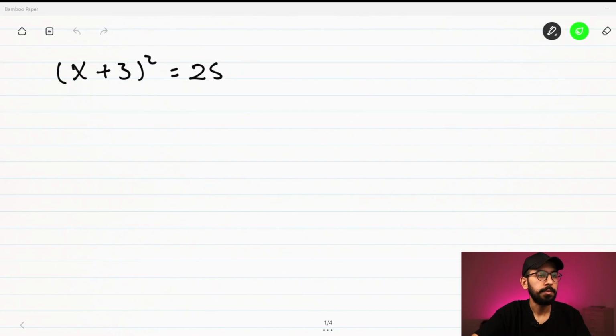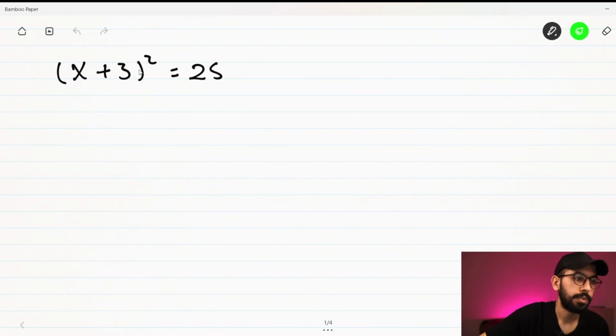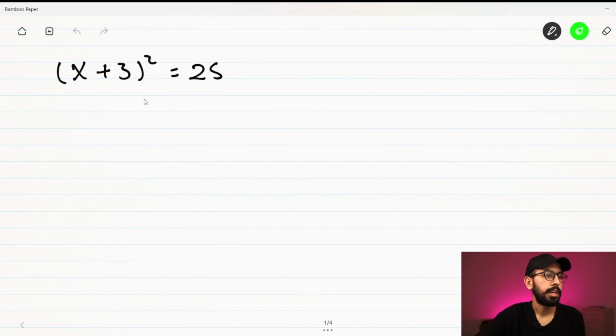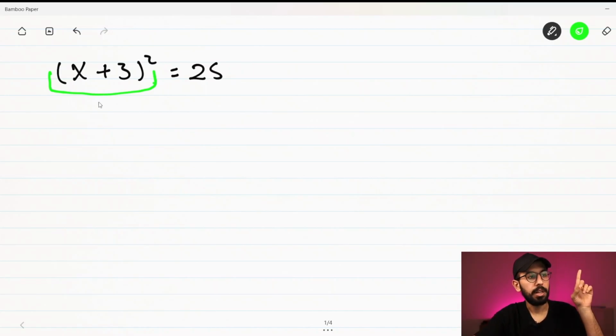The first example we have here is (x plus 3) squared equals 25. So what we can do here, firstly, is we need to expand this square brackets. And how's that? We discussed that in one of the last videos. You can check it out here.